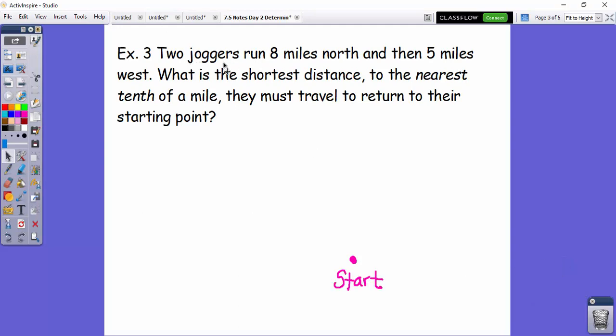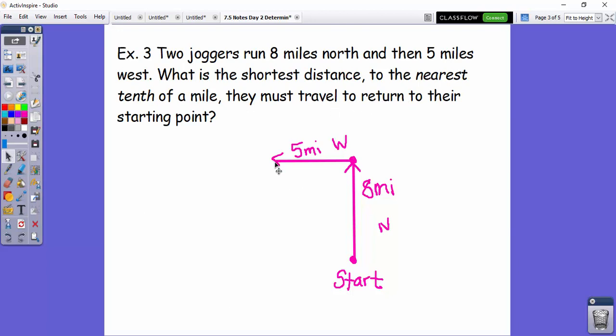So I'll make a point and we'll say that's the starting point. And then it says they run 8 miles north. So in our diagram, we draw a line, point it north, and label that 8 miles because they ran 8 miles north. It says they then ran 5 miles west. So we draw a line and point it west, and that distance was 5 miles. Then the question says, what is the shortest distance to the nearest tenth of a mile they must travel to return to their starting point?